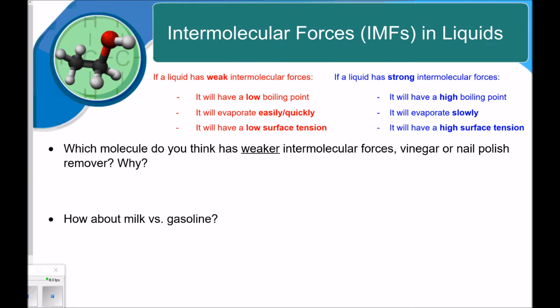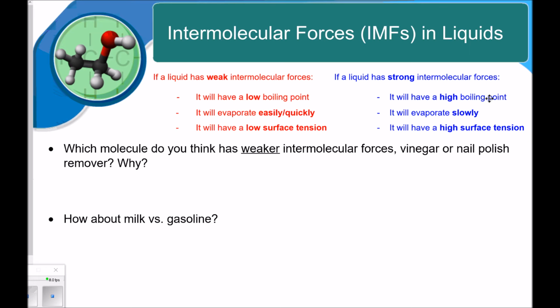Strong versus weak intermolecular forces. So if a liquid has a weak intermolecular force, it will have a low boiling point, it will evaporate easily and quickly, and it will have low surface tension. On the other hand, if it has strong intermolecular forces, it will have high boiling points, evaporate slowly, and it will have high surface tension.